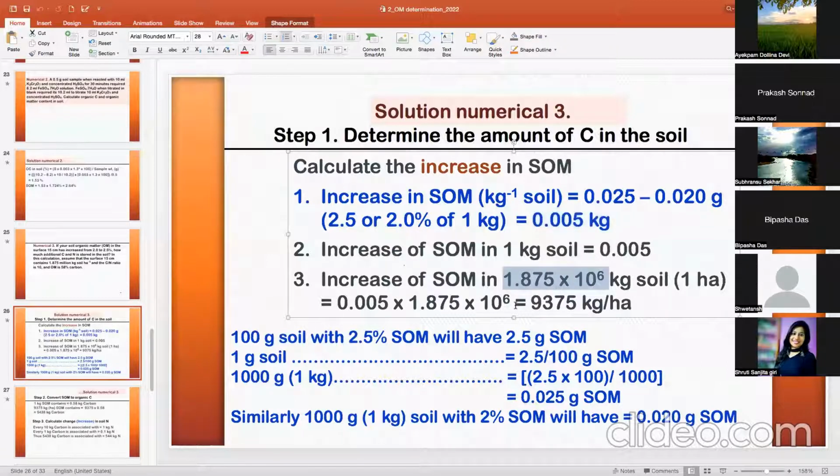In Indian conditions, we put 2.2 into 10 to the power 6, which can also be put here. That is the weight of 1 hectare of soil in kg. Therefore, if you calculate 0.005 into 1.875 into 10 to the power 6, the organic matter quantity is 9,375 kg per hectare. Any problem, any doubt to anyone?